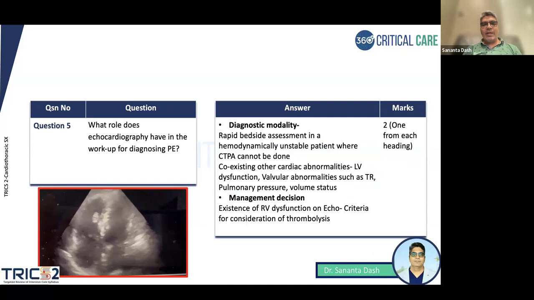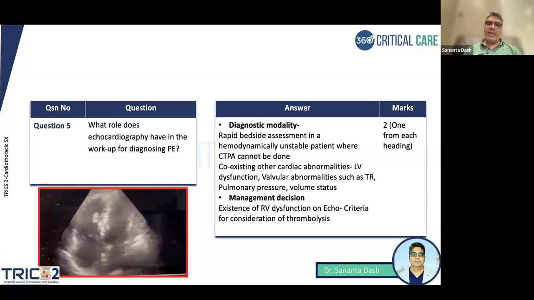It is a diagnostic modality where it is a rapid bedside assessment in a hemodynamically unstable patient where you cannot do a CTPA or it is not safe to transfer the patient. Also, coexisting other cardiac abnormalities can be found out, such as valvular abnormalities like a TR. You can measure the pulmonary pressure or the volume status in the patient, but mainly it is a diagnostic modality. But there are some uses in management decisions, like if there is RV dysfunction on echo criteria, then the patient is considered for thrombolysis, right?